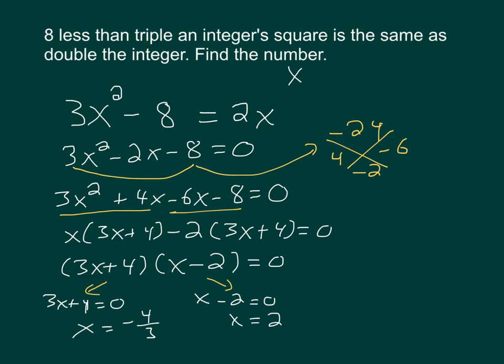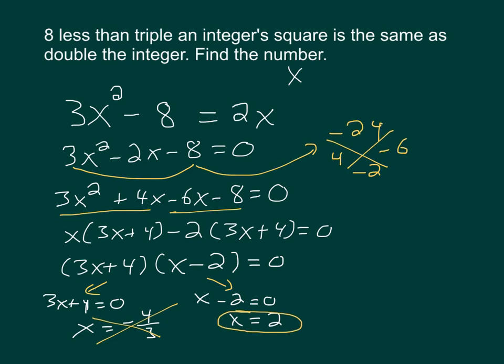Now, since we're told that my original number is an integer, that means it's not a fraction or a decimal, so I actually have to throw out this answer. Nothing wrong with the way I solved it, but it's just incorrect. And the result that I get is x equals 2. That's going to be my final answer.